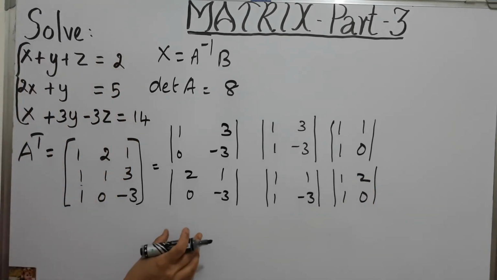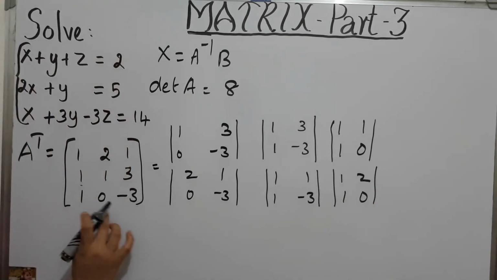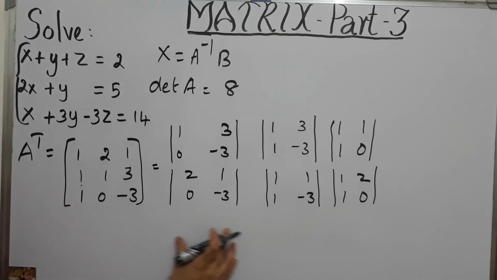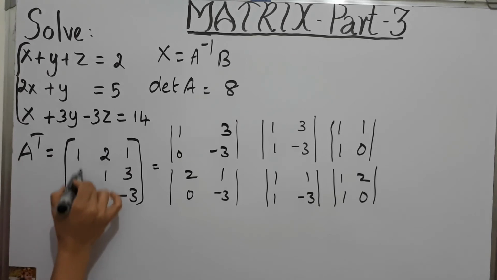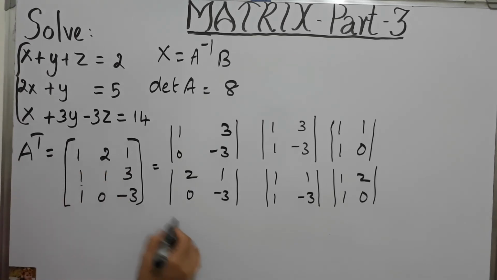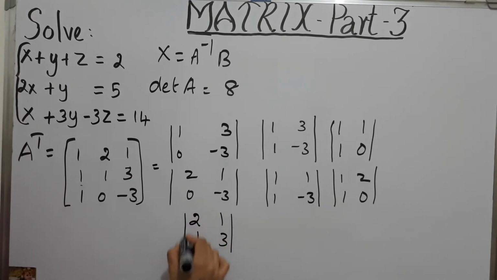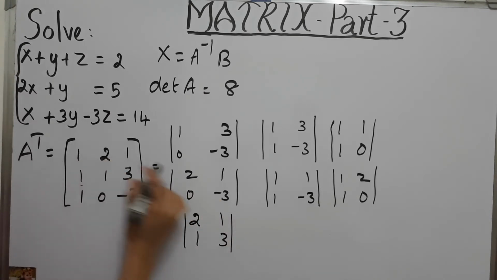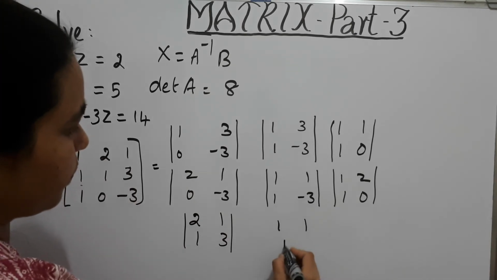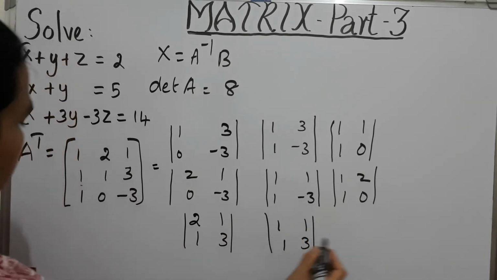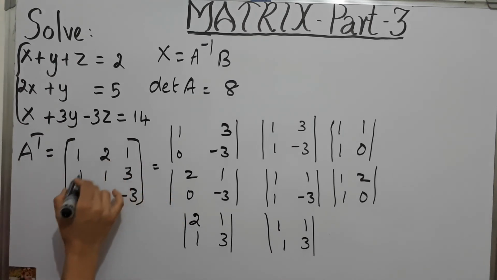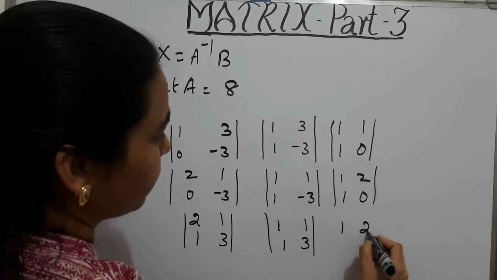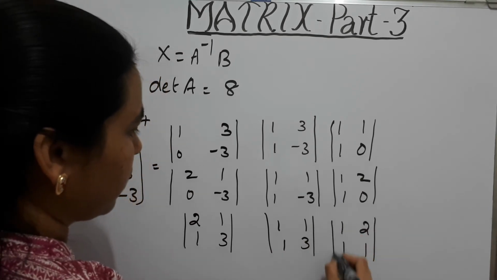For the third row, you have to ignore the third column, third row. So to write the third row, you have to ignore the third row. Here, the first column must be ignored for the first element, so this will be 2, 1, 1, 3. Then the middle column will be ignored, and you have 1, 1, 1, 3. And for the last element, you have to ignore the third column, so you have 1, 2, 1, 1.